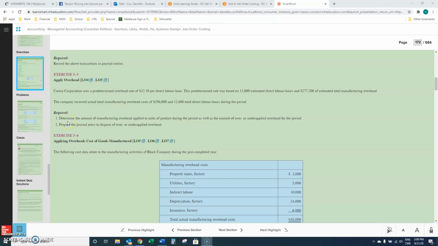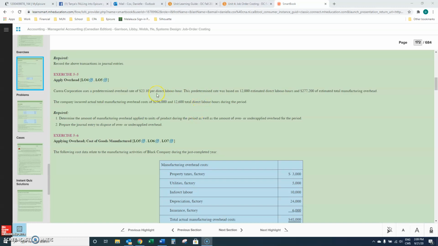So we need to determine the amount of manufacturing overhead applied to units of product during the period, as well as the amount of over or underapplied overhead, and then prepare a journal entry to dispose of the over or underapplied overhead.